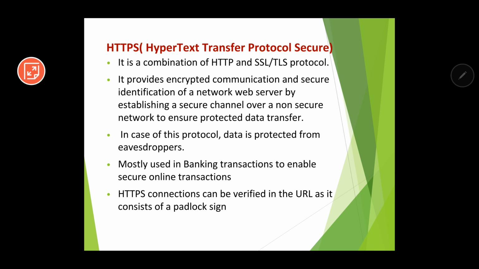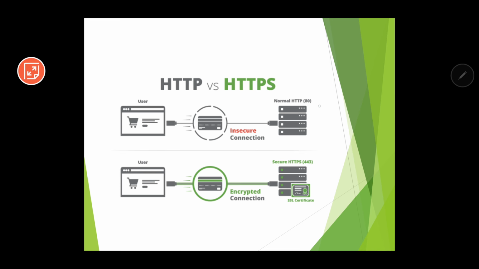So here is a typical comparison of HTTP and HTTPS. If this is the user and we are connecting via a normal HTTP connection, then the communication is very insecure. Anyone can read the information. But if you are communicating via the HTTPS protocol, even over a normal network, then it is secured. And why is it secured? Because the data is encrypted. Whatever you are sending is not sent in the same form in which you are sending the data. It is encrypted before sending.